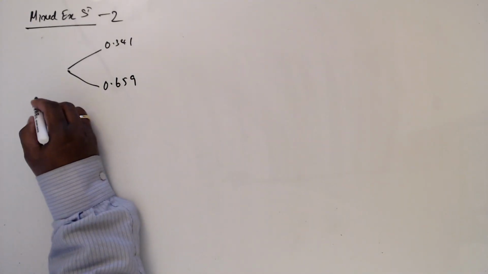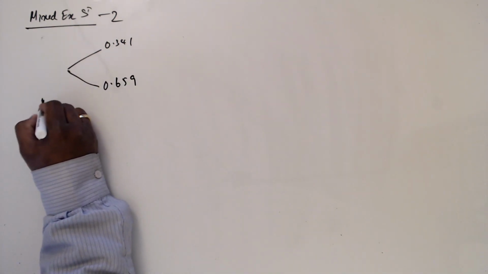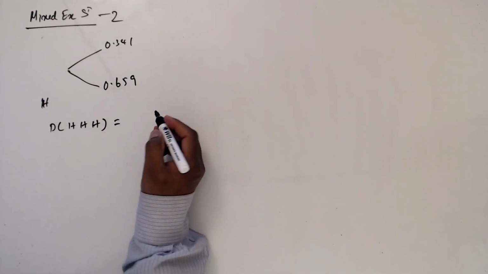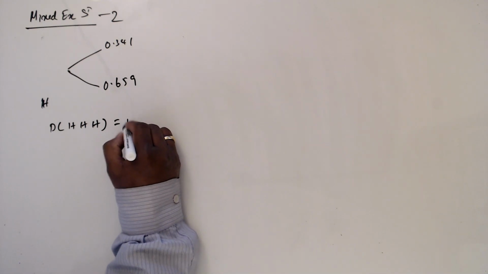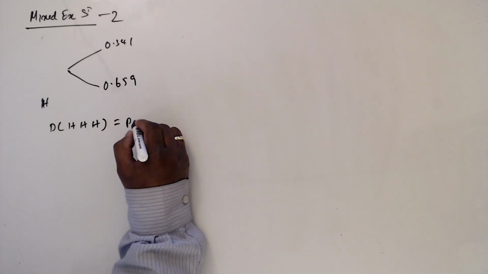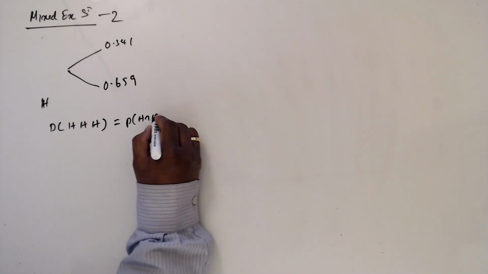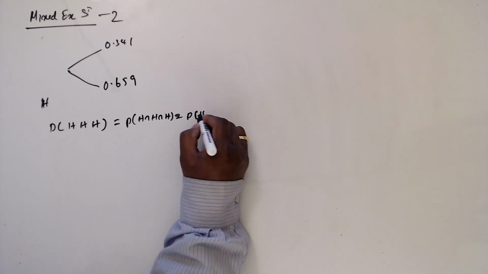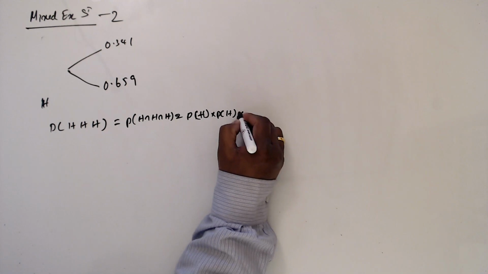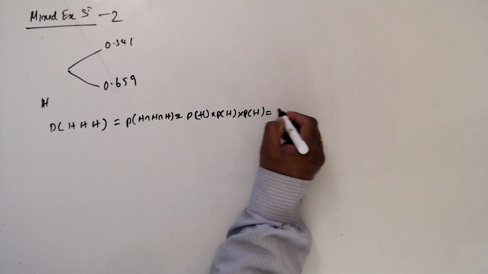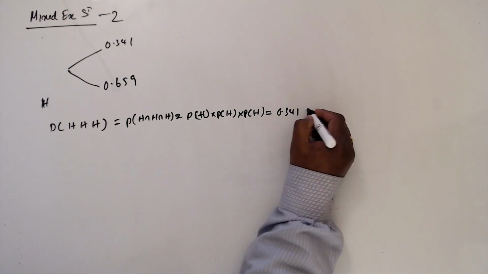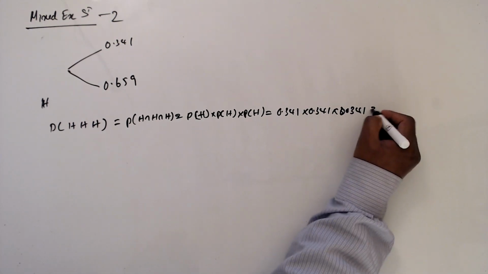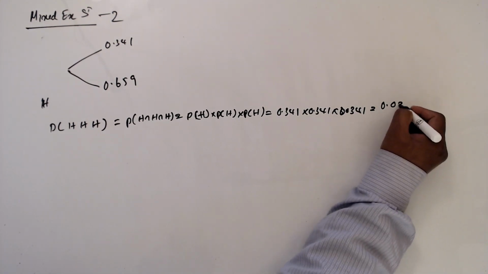If I denote a hit as H, probability of H intersection H intersection H means probability of H multiplied by probability of H multiplied by probability of H. So this is going to be 0.341 times 0.341 times 0.341. The answer is 0.0397.